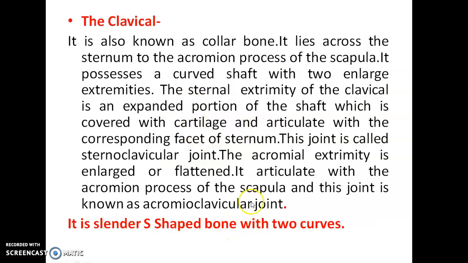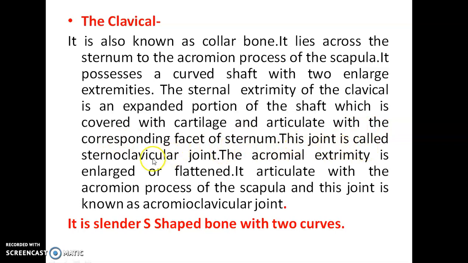Now, the clavicle, it is also known as the collar bone. It lies across from the sternum to the acromion process of the scapula. It possesses a curved shaft with two enlarged extremities. The sternal extremity of the clavicle is an expanded portion of the shaft which is covered with cartilage and articulates with the corresponding facet of the sternum.